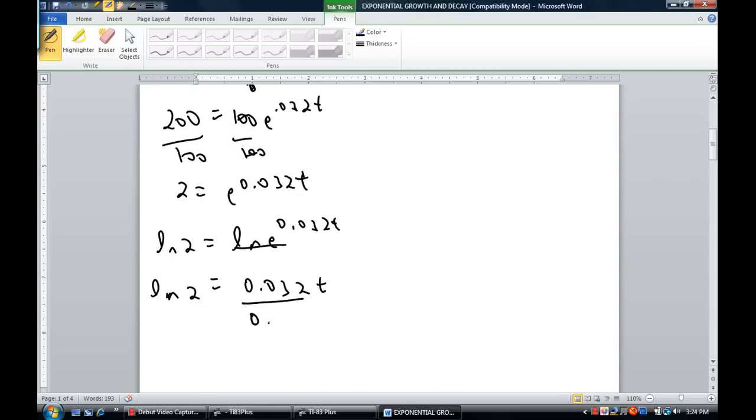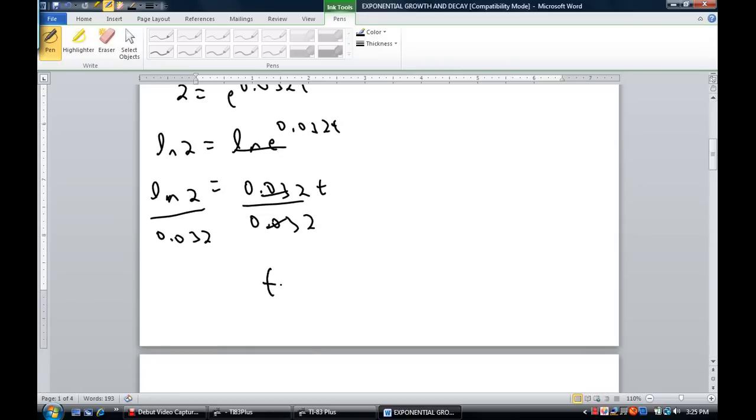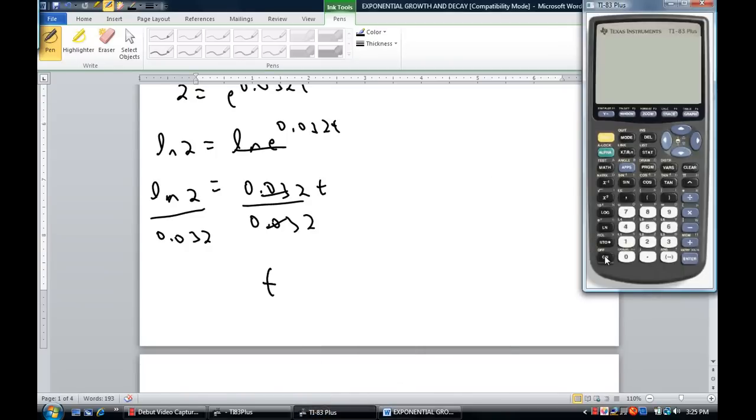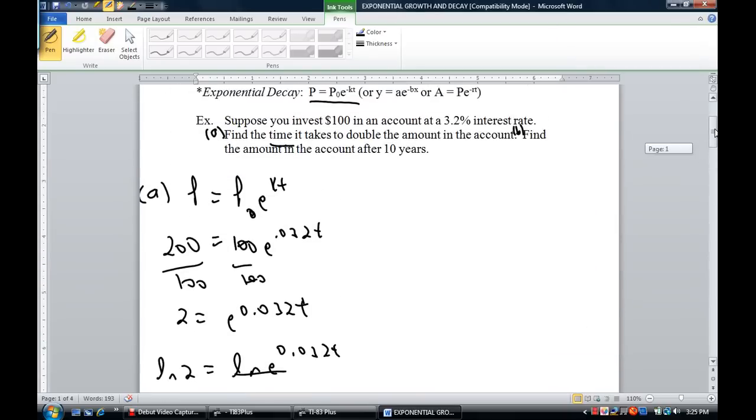So we'll just divide both sides by 0.032. And since we are dealing with time, I'm going to go ahead and find the answer with the calculator. Approximate it. Natural log of 2 divided by 0.032. Remember, make sure you close the parentheses. And we get about 21.66 years. That's for it to double.